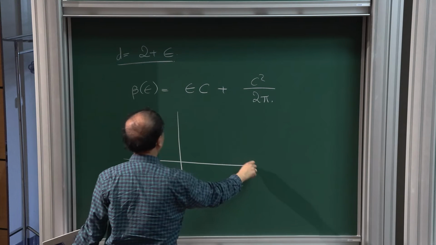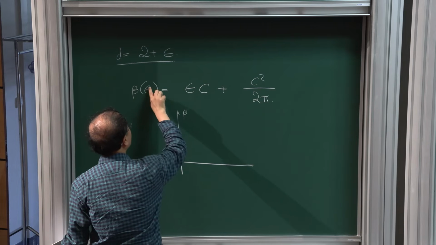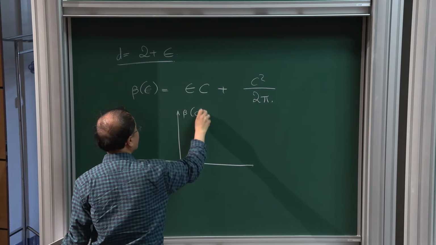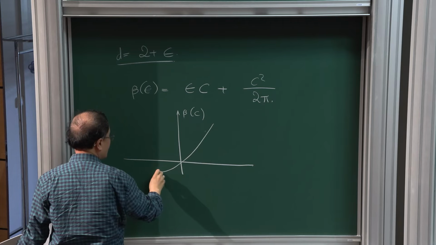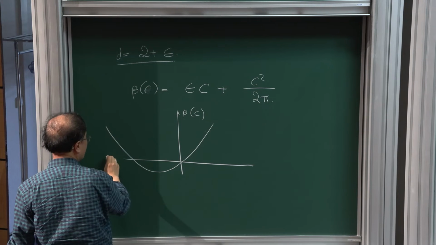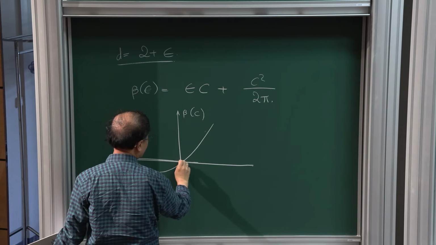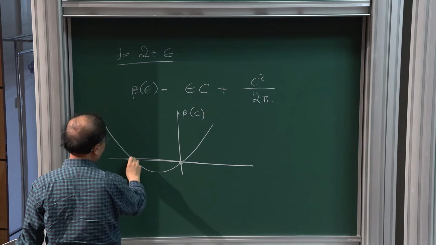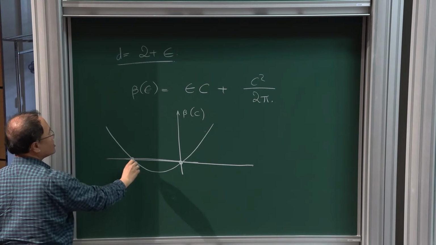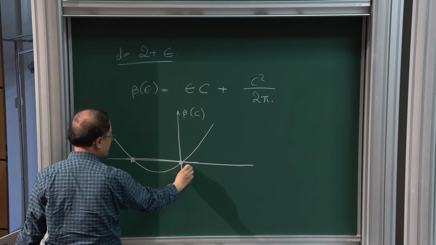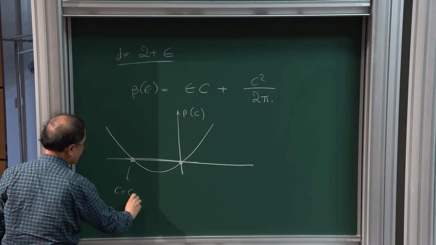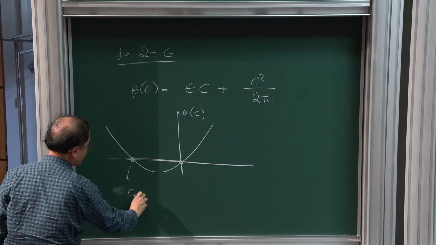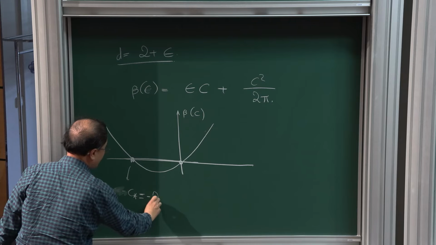Okay, so then let me draw the beta function. It's a function of c. So it is quadratic plus a linear part. So it's 0 here and here. The beta function is equal to 0 at 2 points, c equal to 0 and c equal to c star. So c star equals minus 2 pi epsilon.